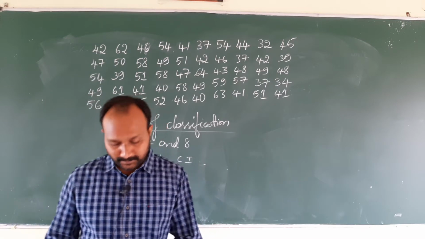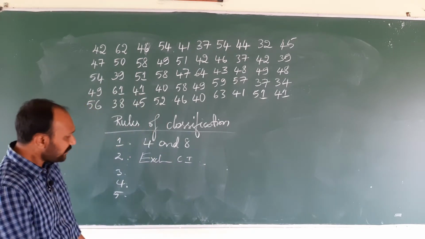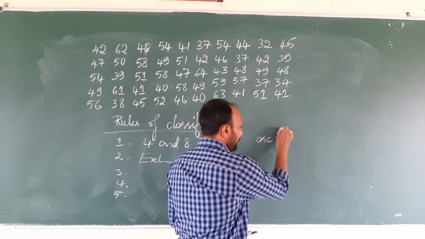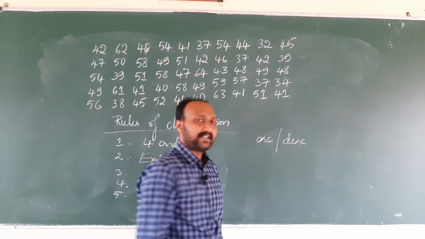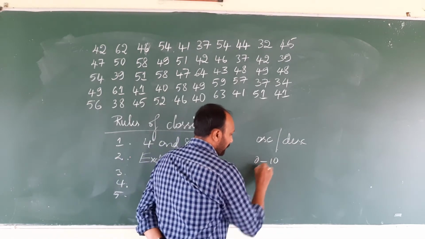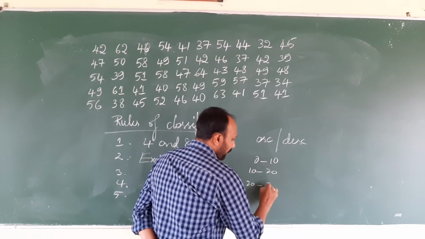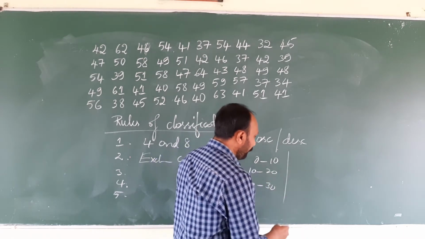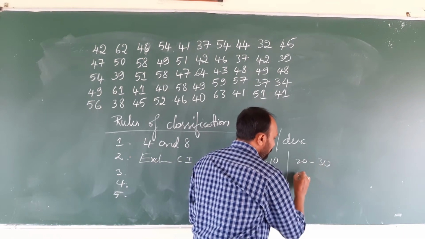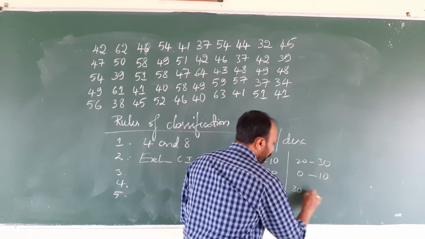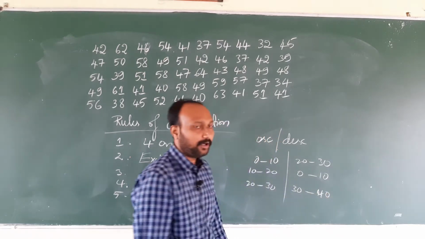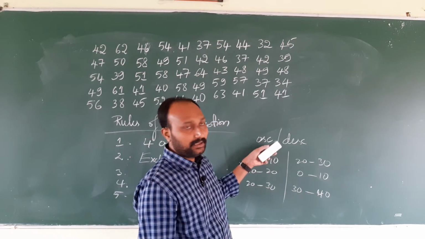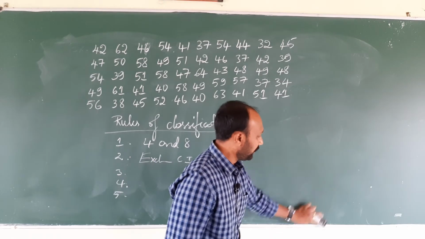Similarly, the fifth rule or fifth principle is that the classes should be arranged in a particular order. What is that order? Either it should be in ascending order or in descending order. For example, 0 to 10, 10 to 20, 20 to 30. So, here is an ascending order. But if you go with, for example, 20 to 30, then 0 to 10, then 30 to 40, it is not a good way of projecting the data. So, always the classes should be either in ascending order or in descending order.